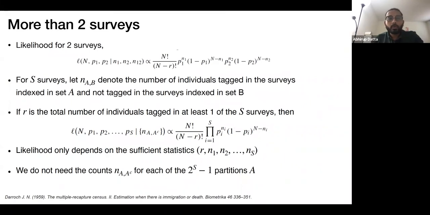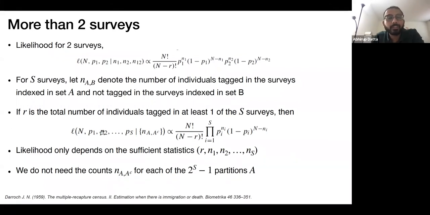Okay. So there are several advantages of this model-based formulation. The first among those is that you can easily extend this to more than 2 surveys. So you have the likelihood for 2 surveys, which turns out to be this. You have the part coming from survey 1, and you have the part coming from survey 2, and you have this term outside.